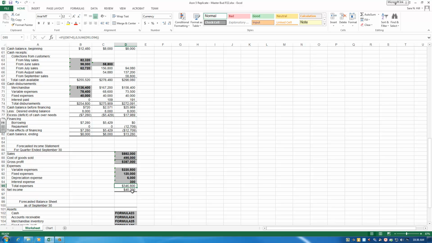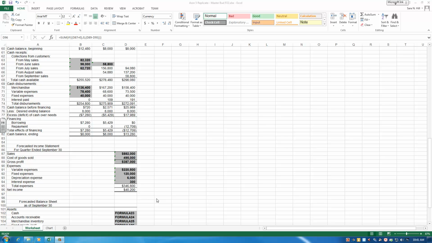Calculating our net income. If we double click on that, we can see it's taking our sales, it's like our gross profit here, and subtracting out the expenses. All right, so we've got our forecasted income for the quarter, so for 3 months, of $40,200. Let's move on to our forecasted balance sheet.